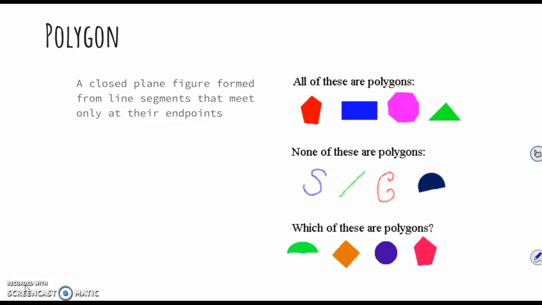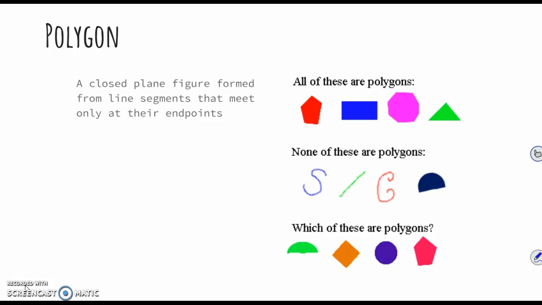The first example shows you different types of polygons. As you can see, all of these figures are closed and have line segments that form or meet at their endpoint. The second example shows you that these are not polygons. Here we see curved lines, including a semicircle.